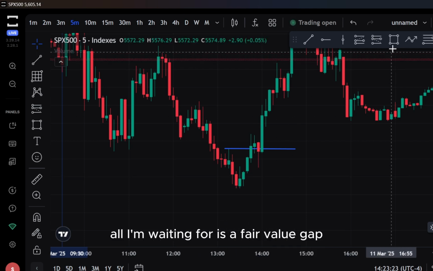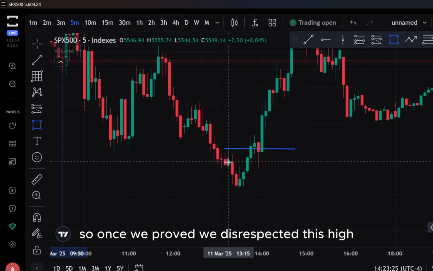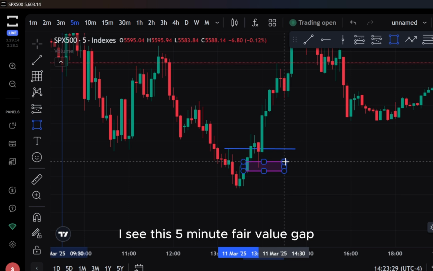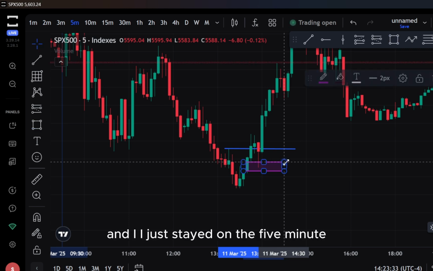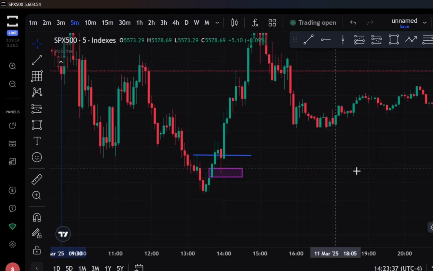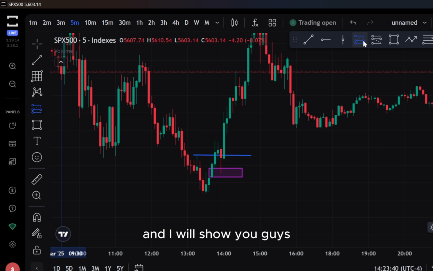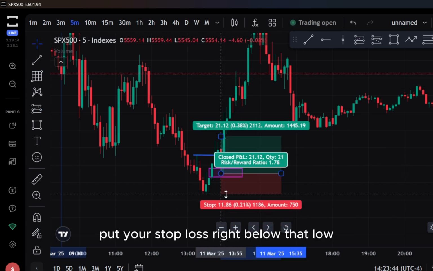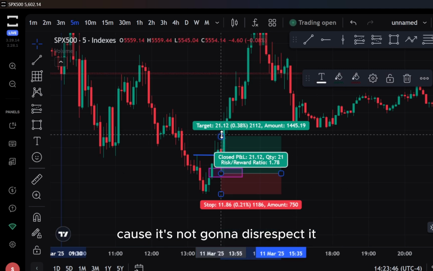And then technically all I'm waiting for is a fair value gap. Once we proved we disrespected this high, we proved buyers are coming back in. I see this 5-minute fair value gap. I just stayed on the 5-minute. I didn't even go down to the 1-minute for this one. And I will show you guys the proof of me taking this trade in a minute. Put your stop loss right below that low because it's not going to disrespect it.